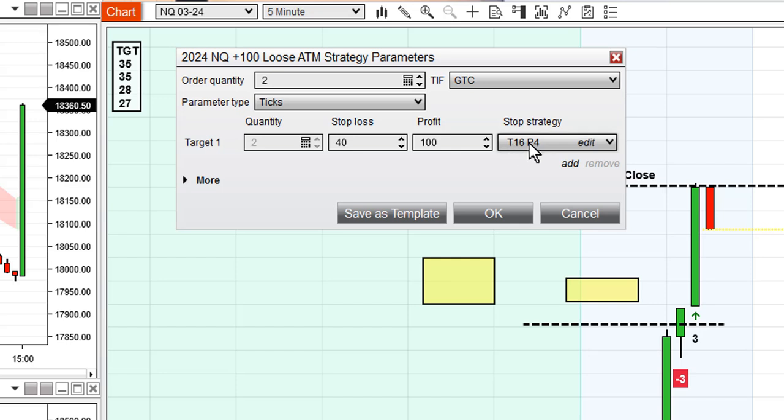As for the stop strategy, I've selected touch 16, pay 4. What that means is once the market has gone 16 ticks in my favor, my stop loss is going to come to +4, meaning I cannot lose any money on the trade. Now you could use, if you wanted to, a multi-tier ATM like we did in the previous video. For a lot of new traders just starting the trading journey, a reversal trade is an opportunity to pick up a significant amount of profit.